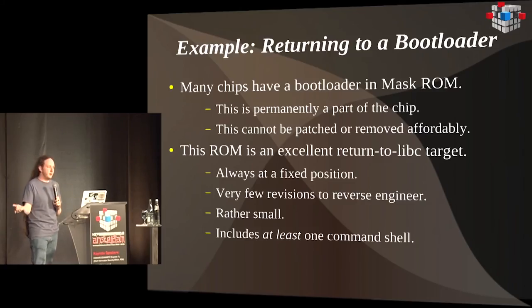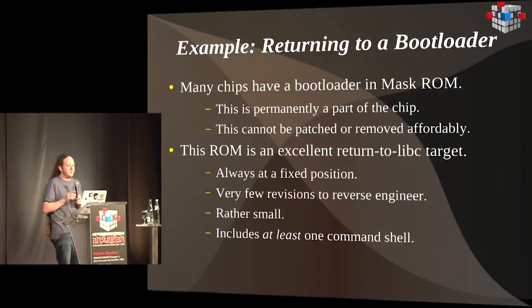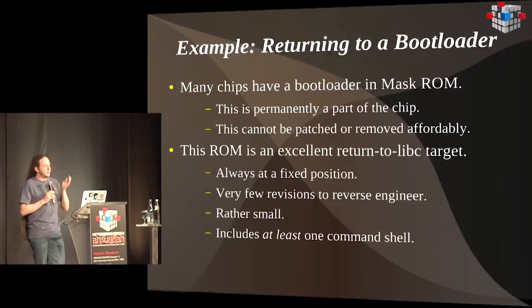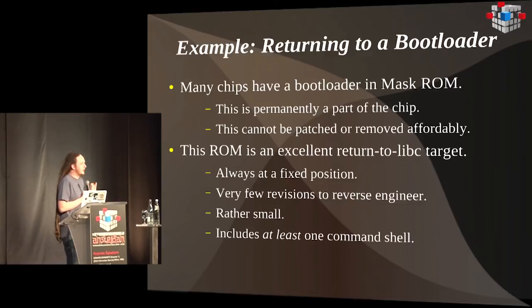Now, when you're returning into the bootloader and mask ROM, because this is permanently a part of the chip, we can assume that the attacker knows what's in the bootloader. And this can't be patched or removed affordably, because as the chips are manufactured, they all come with the default mask ROM. So this is an excellent target in that regard, because it's always at a fixed address, its contents are regularly fixed, there are very few revisions of it to reverse engineer, and it's rather small. It also includes at least one command shell that you can talk to externally, either by USB or by a serial port. And it has all the commands that you as an attacker would want to use as soon as you've elevated your privilege.